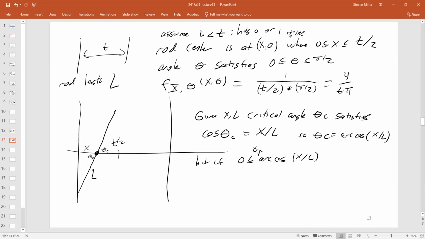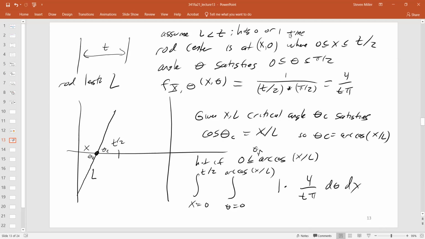Right? So what do I need to do? So I need to integrate. X goes from 0 to t halves. Theta goes from 0 to arc cosine of X over L. And then for such angles, I get 1. And I have to multiply by the probability density, which is 4 over t pi d theta dx.